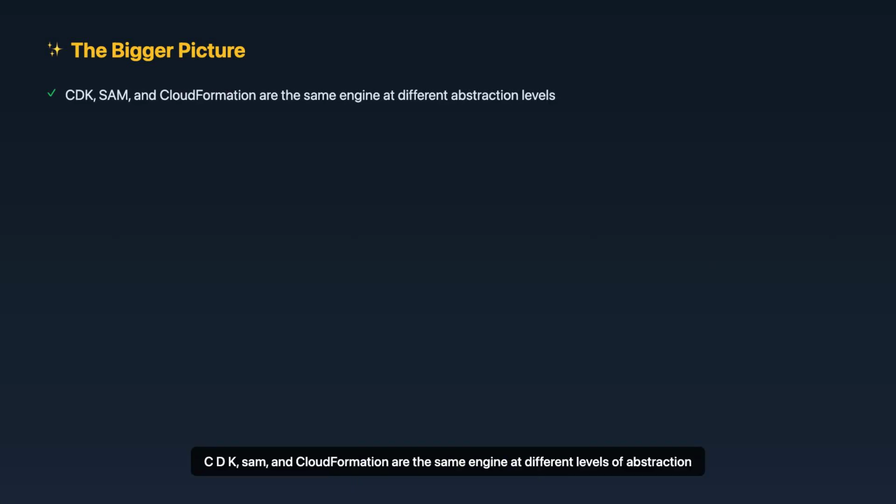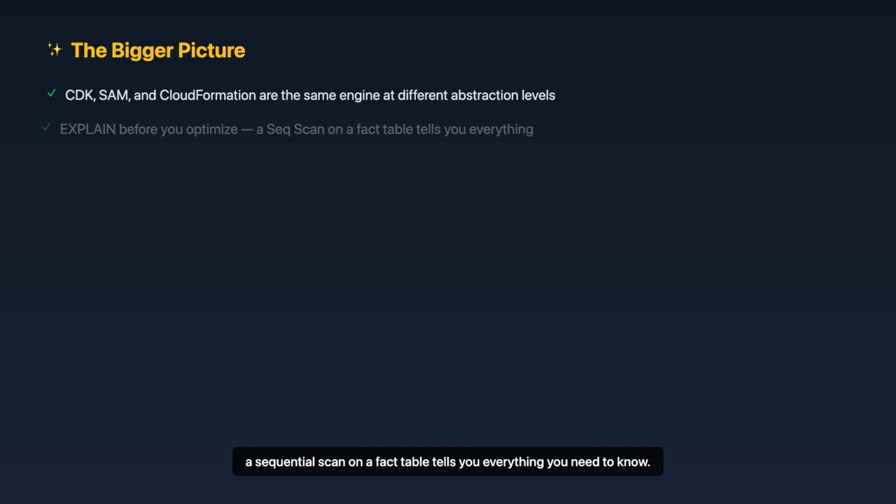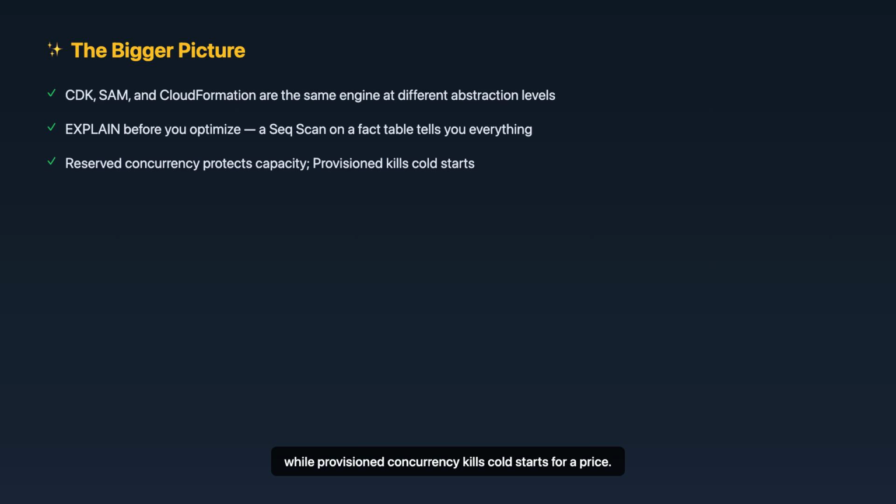3 ideas to carry forward. CDK, SAM, and CloudFormation are the same engine at different levels of abstraction. Pick the one that fits your team. Always run explain before you optimize a Redshift query. A sequential scan on a fact table tells you everything you need to know. And on Lambda, reserved concurrency protects capacity for free, while provisioned concurrency kills cold starts for a price.